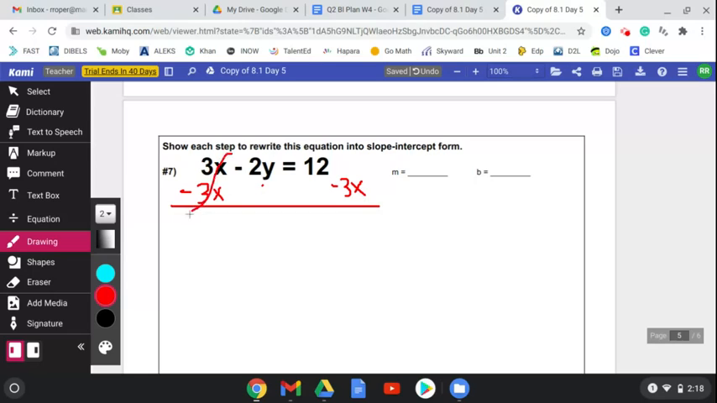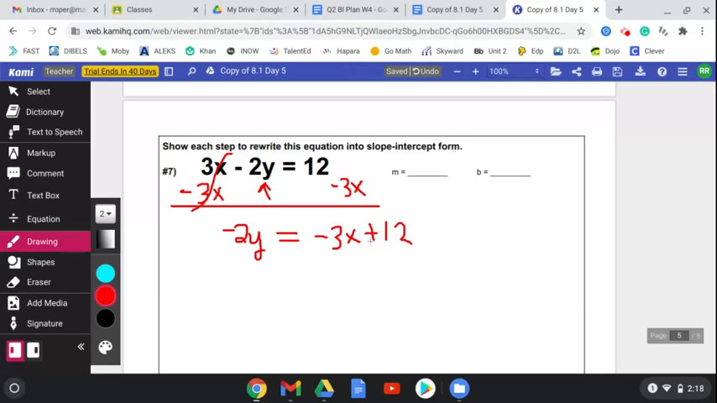Okay, so those 3x's will cancel. Now, what is this term right here? That term is not 2y. That term is negative 2y. I know it's negative because of the minus sign. So negative 2y is what I will write down. Equals. Now put my x term first. My x term is negative 3x. Then I'll put my constant. This is a 12 or a positive 12.